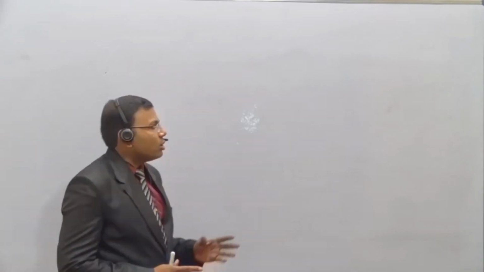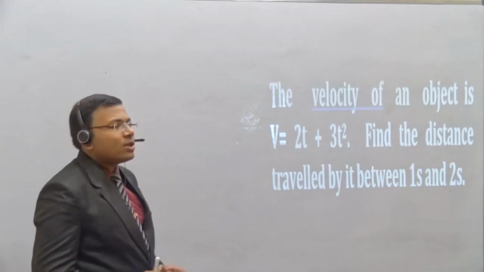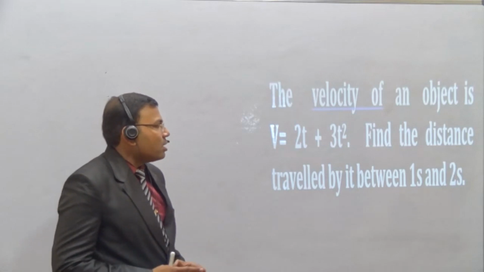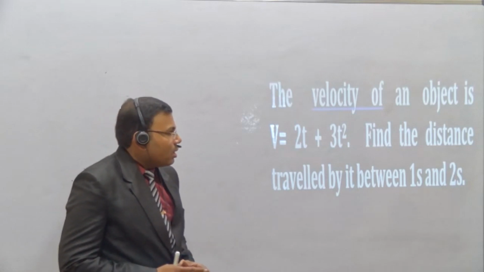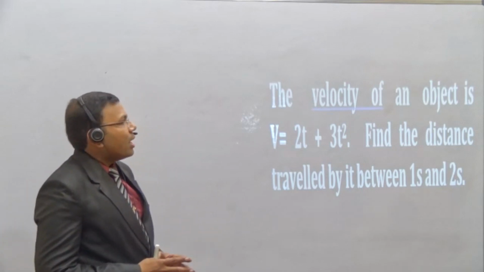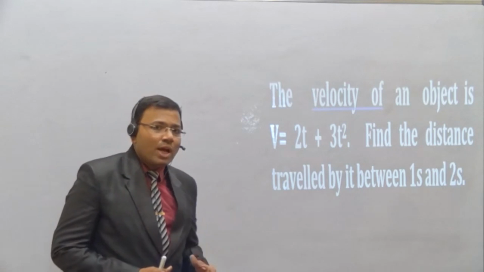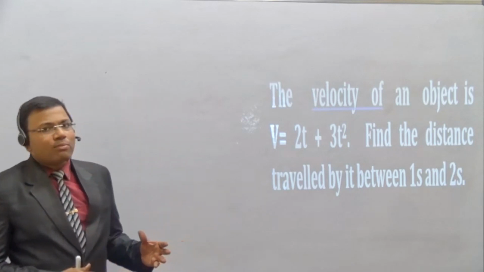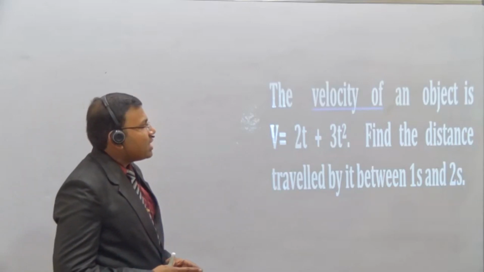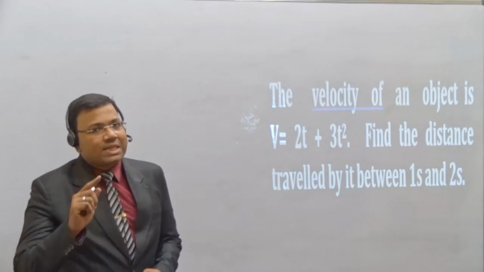The first problem on the board is: the velocity of an object is v equals 2t plus 3t square. Find the distance traveled by it between 1 second and 2 seconds. It's a very good question, and this can be asked directly in competitive exams. Moreover, I have selected the questions from your NCERT concepts only. We have to calculate the distance traveled between 1 second and 2 seconds.